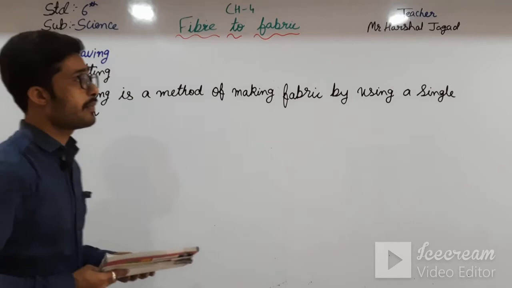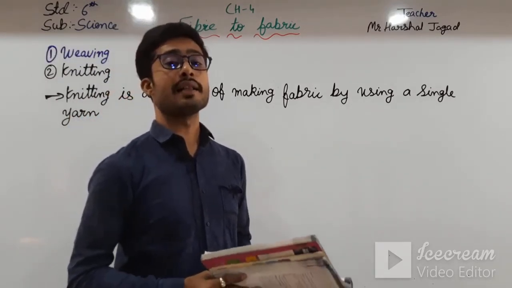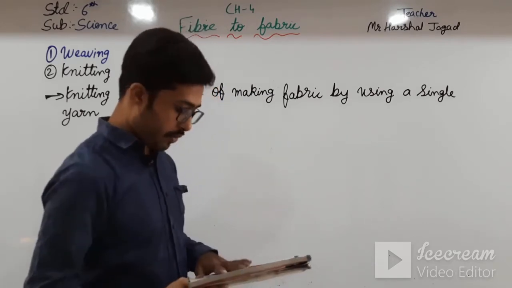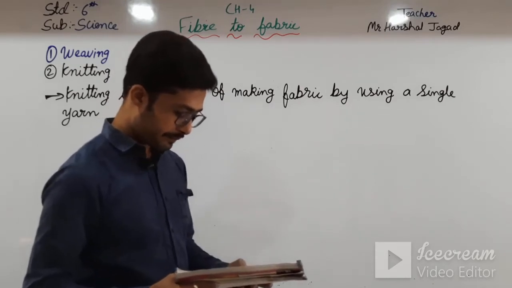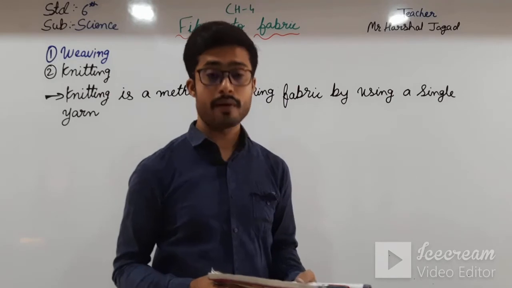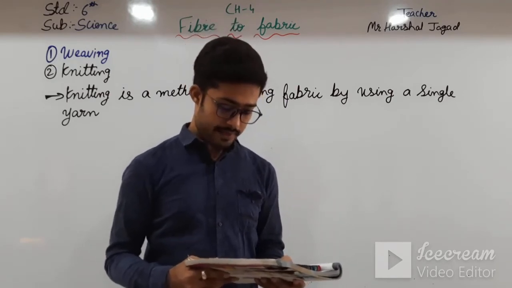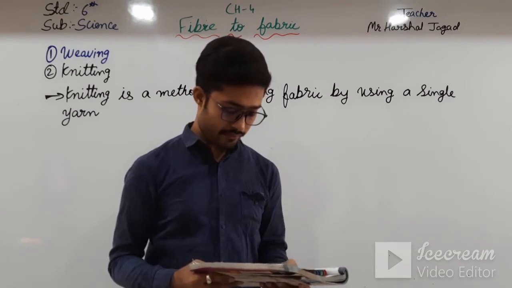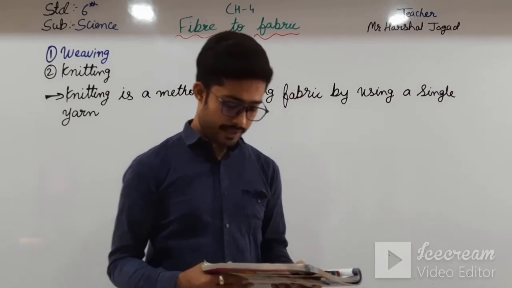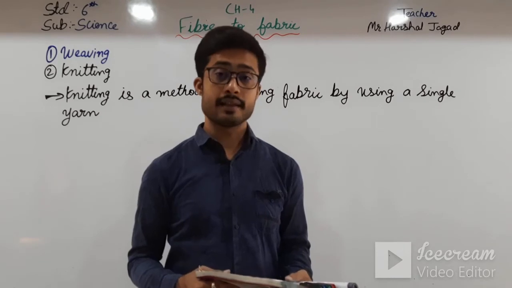method of making fabric using a single yarn, and in weaving two yarns are connected, so they make a cloth. Okay, students, another point, sweaters are made from yarns of wool by a process called knitting. Okay, students, the fabrics are stitched to make different kinds of cloth. Thus we can say that a fabric is made from fibers. These fibers may be natural or synthetic.